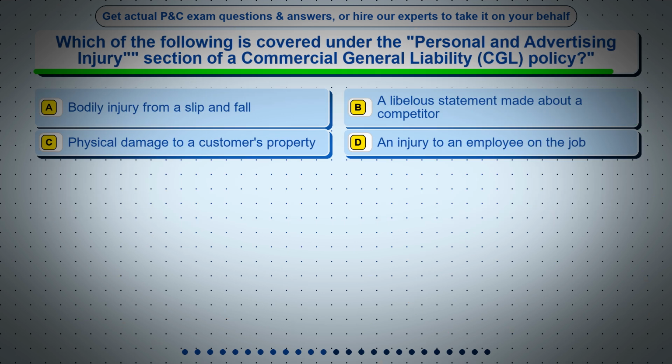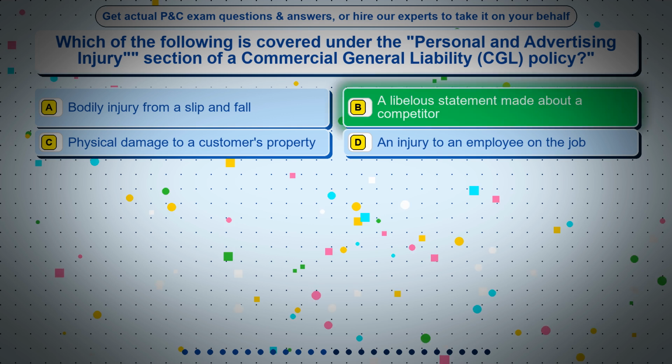Question 12. Which of the following is covered under the personal and advertising injury section of a commercial general liability (CGL) policy? Option A, bodily injury from a slip and fall. Option B, a libelous statement made about a competitor. Option C, physical damage to a customer's property. Option D, an injury to an employee on the job. The correct answer is option B, a libelous statement made about a competitor.